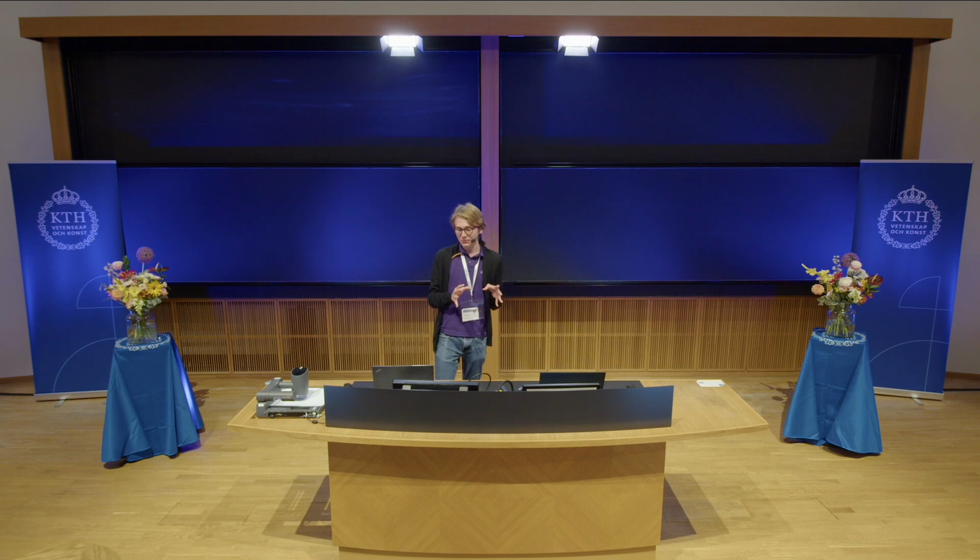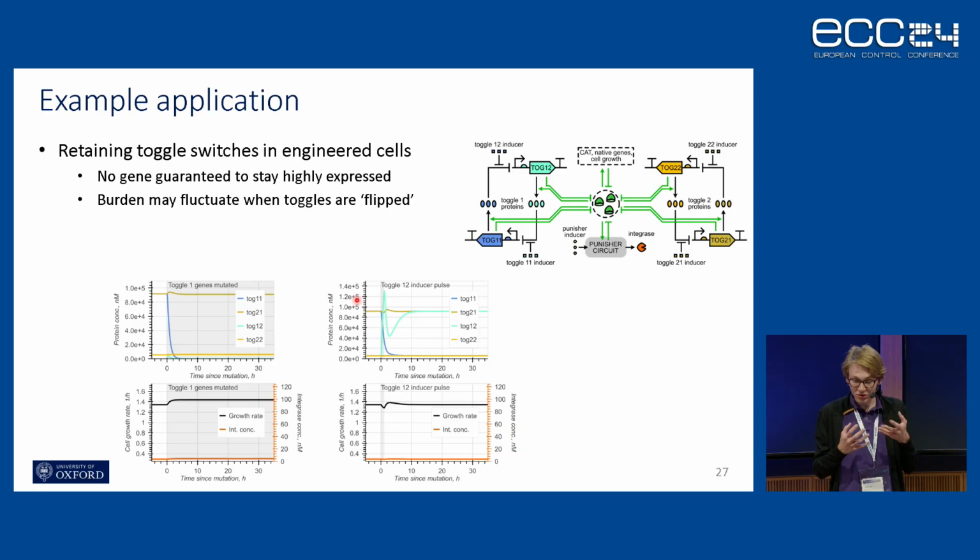Now let's consider a simple application for our circuit. For example, a toggle switch, which is a basic genetic memory device in which one gene is highly expressed, but the other is repressed. However, their fortunes can be reversed upon experiencing a temporary pulse of inducer concentration, and this is how the cell memorizes these pulses. And what's interesting is that none of these genes is guaranteed to stay highly expressed at all times, and therefore coupling cell survival to just one gene will simply not work.